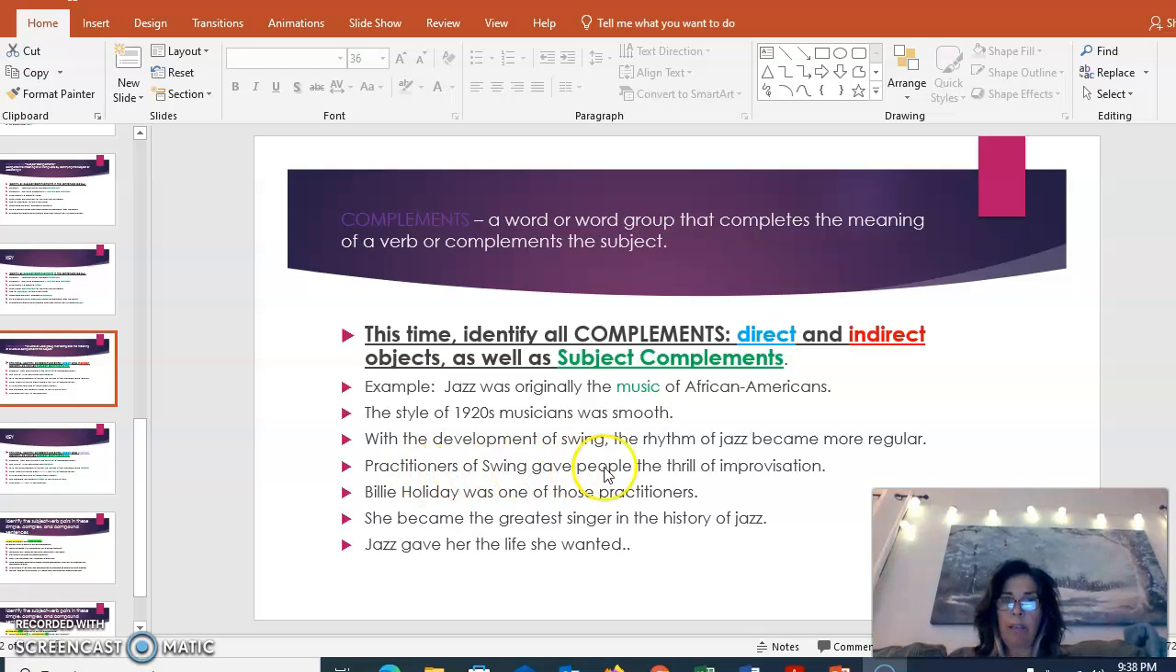Practitioners of swing gave people the thrill of improvisation. Let's look at that one. Okay, so in this one we have practitioners as the subject, gave is the verb, and the thrill is what receives the direct object of the giving. He gave a thrill, but to whom? People. So people is the indirect object, thrill is the direct object. Again, work through these. Look at the next slide.